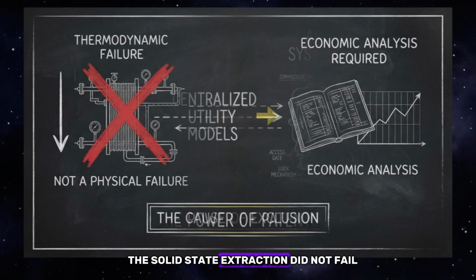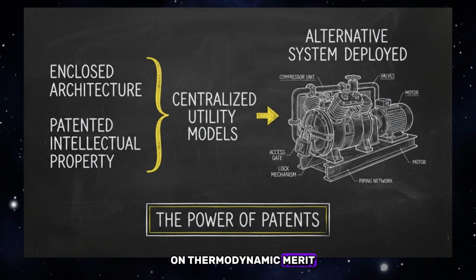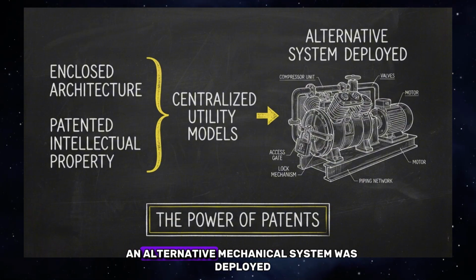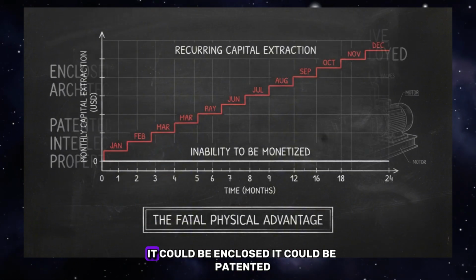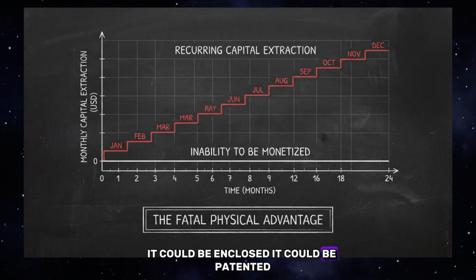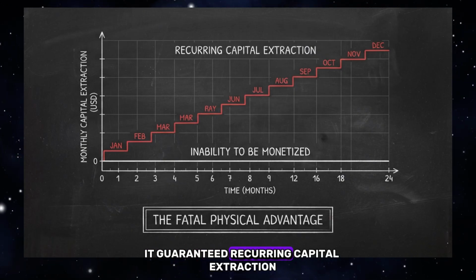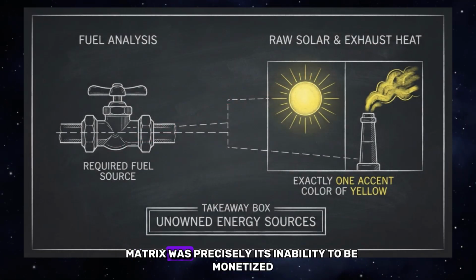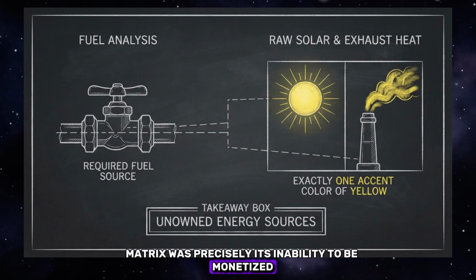The solid-state extraction did not fail on thermodynamic merit. It failed due to centralized utility models. An alternative mechanical system was deployed. It could be enclosed. It could be patented. It guaranteed recurring capital extraction. The absolute physical advantage of the zeolite matrix was precisely its inability to be monetized.